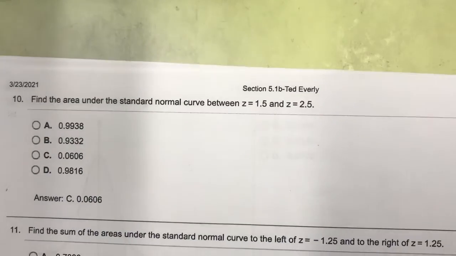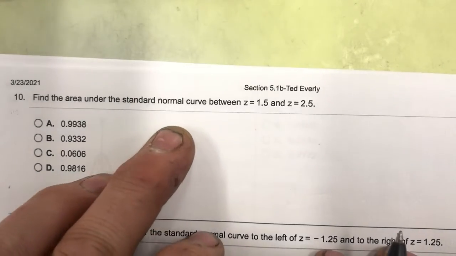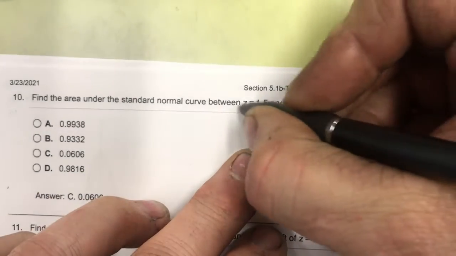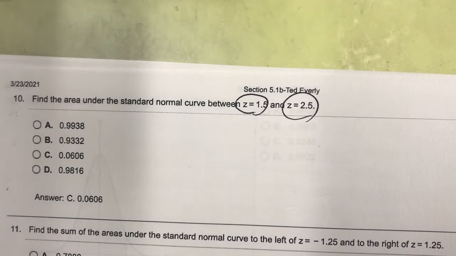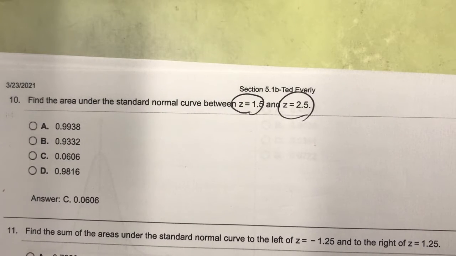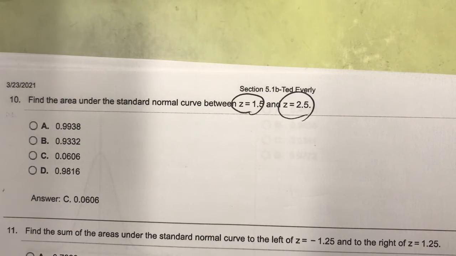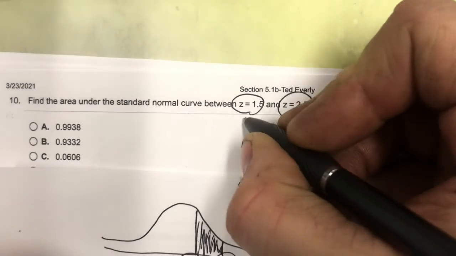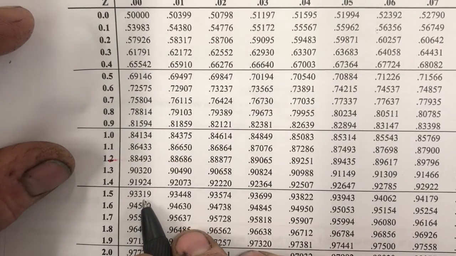All right, number 10. Find the area under the standard normal curve between z equals 1.5 and z equals 2.5. All right, here's my positive one. I'm looking for it. So I'm going to look up 1.5. 1.5 is 0.9332.